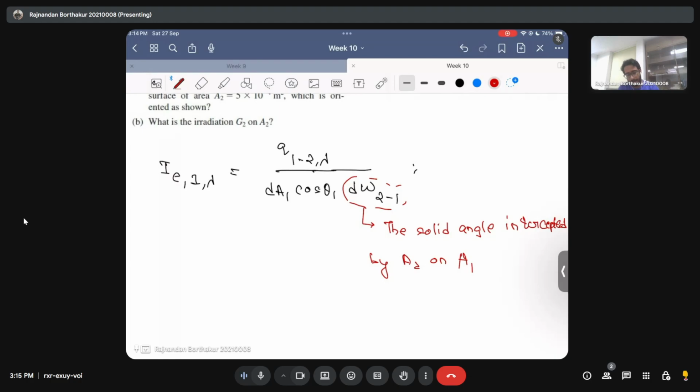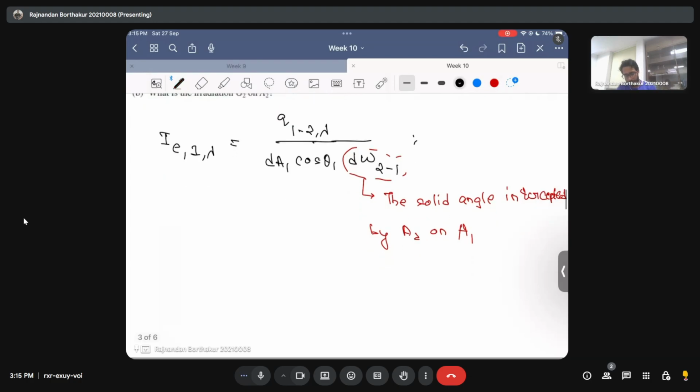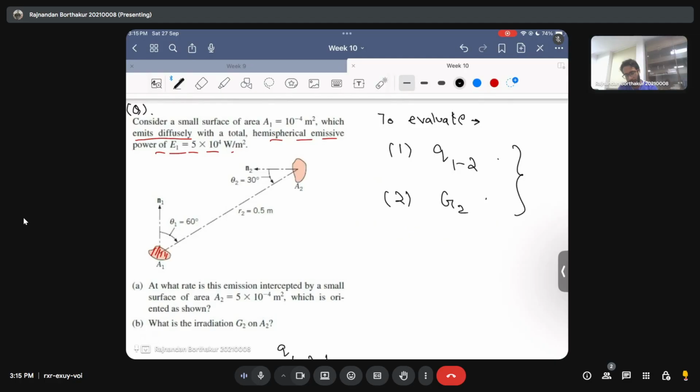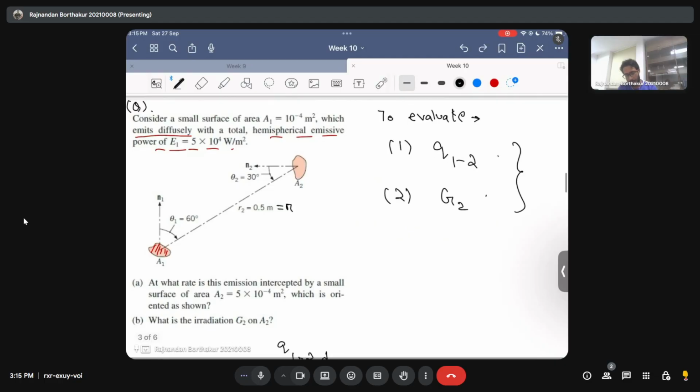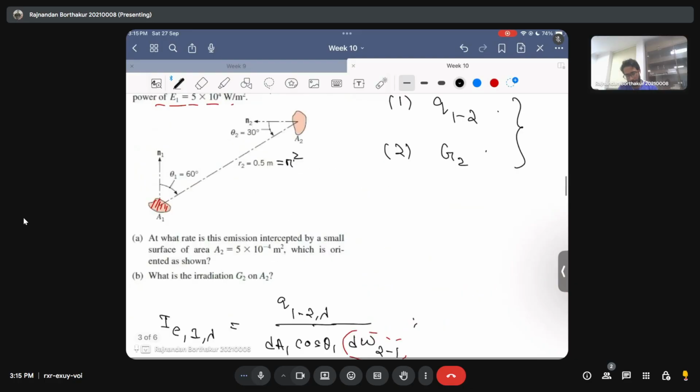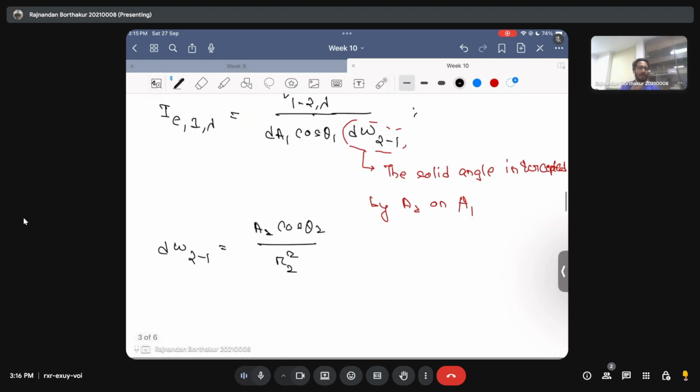Okay, and then how do we calculate this solid angle? So basically this d omega 2 on 1 is, from the definition of solid angle, just A2 cos theta 2 divided by r squared, where r squared is the squared distance shown here. It's better to write r2 squared, because we are denoting this particular distance as r2. This is how we define the solid angle that is intercepted by 2 on 1. I hope this form of the solid angle's definition is clear.